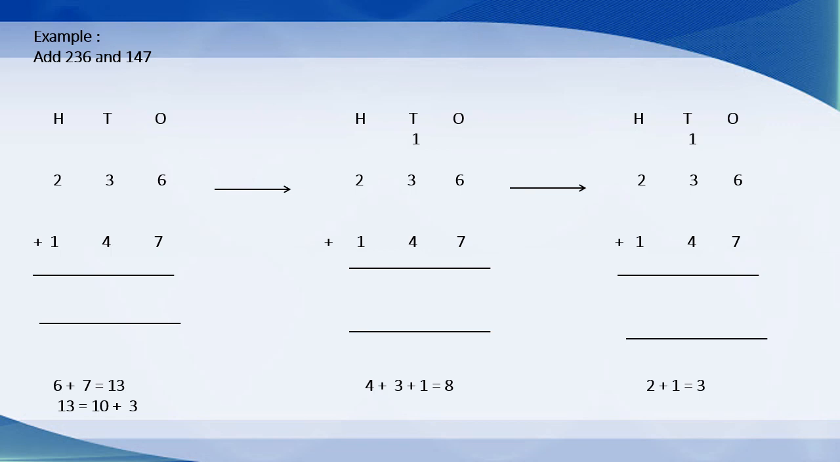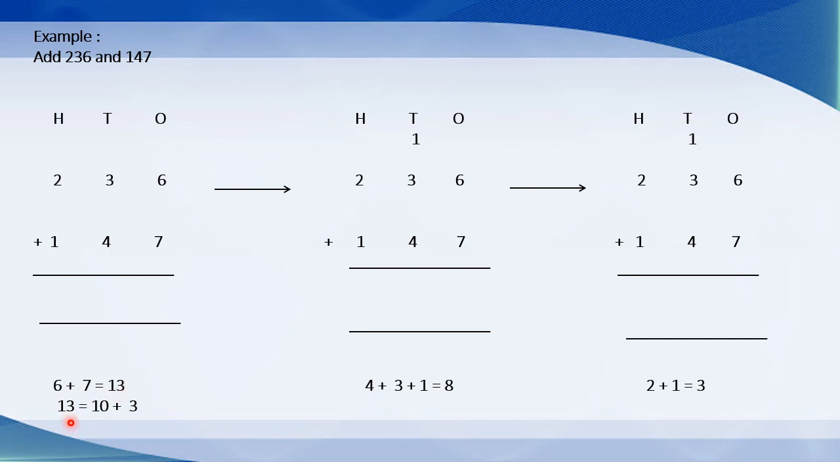Let's see another example of addition with regrouping. The question is to add 236 and 147, it is written here. First what we have to do? We have to add the ones place. What are the values in the ones place, children? It is 6 and 7. While we are adding 6 plus 7, what will be the answer? It is, yes, 13.